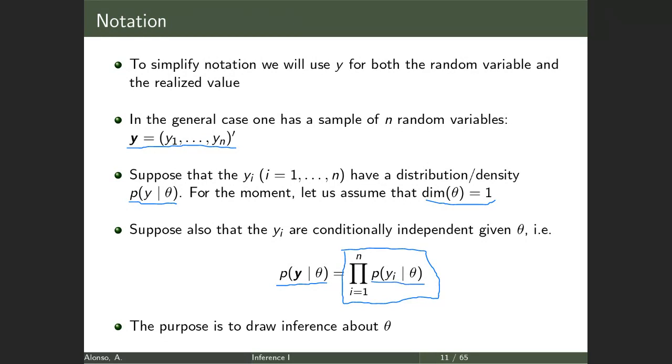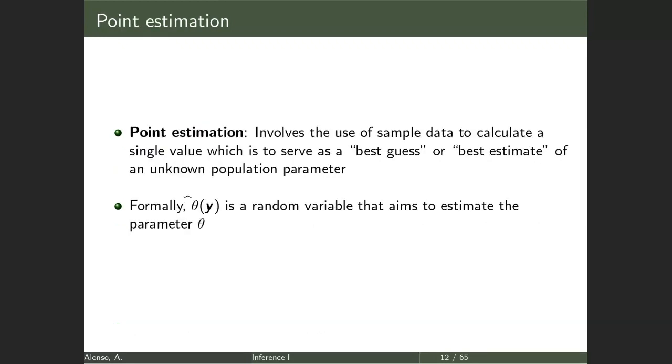And typically, you formulate your scientific question, whatever that scientific question is, in terms of the parameter theta. So the purpose of statistical inference is to draw inferences about this unknown parameter theta that governs this underlying probabilistic process that generates the data. That's typically what we want to do. Now, the first thing you want to do is guess the value of theta, right? Is theta equal to 2, 3, 4? What is the value? So we want to make a guess of this unknown parameter.